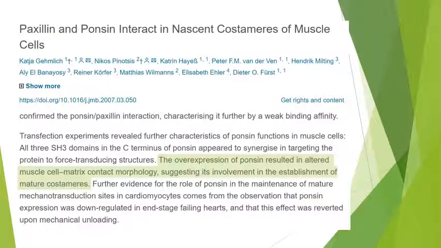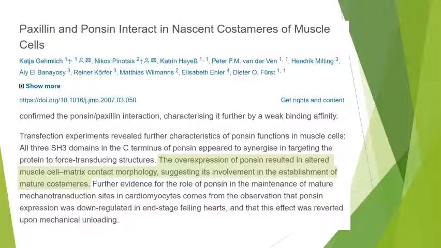Now, in a more recent study, it actually shows that paxillin and ponsin, which is an alternative name for SOX1 protein, interact in the costameres of the muscles. The key finding is that overexpression of ponsin resulted in altered muscle cell-matrix contact morphology, and this implies its involvement in the establishment of mature costameres.